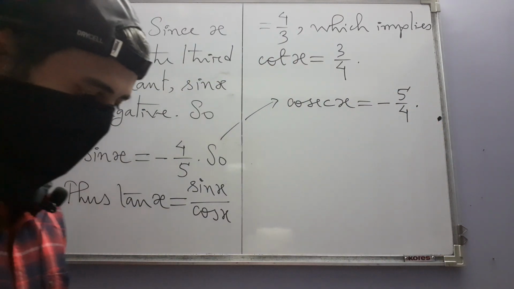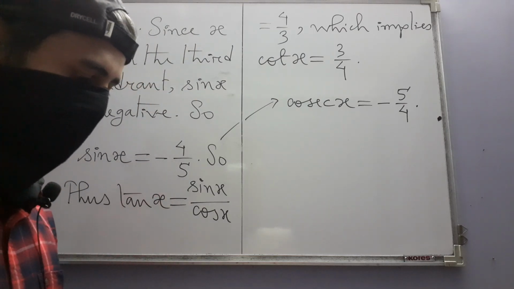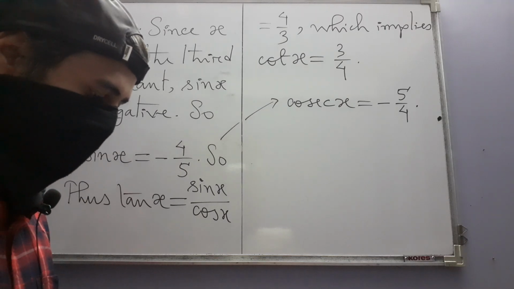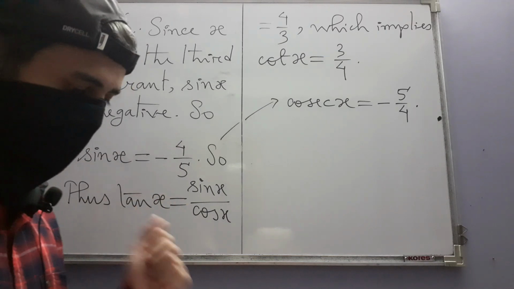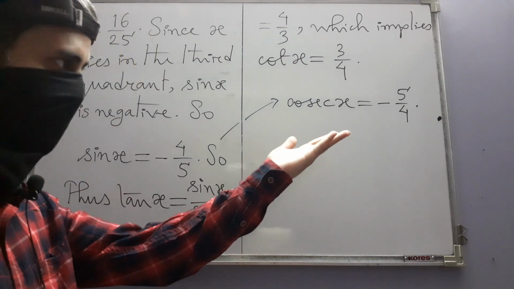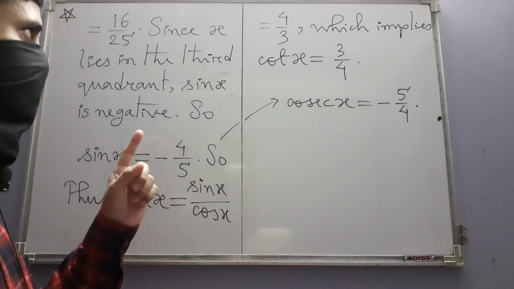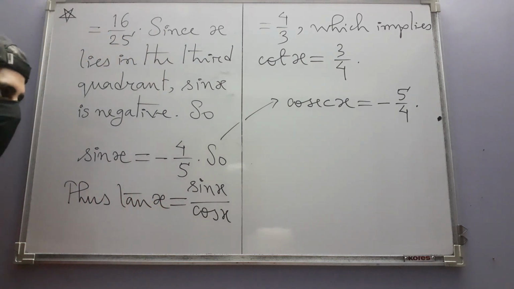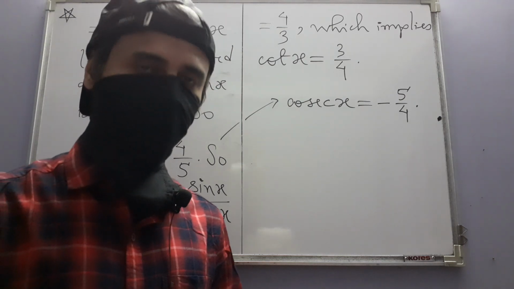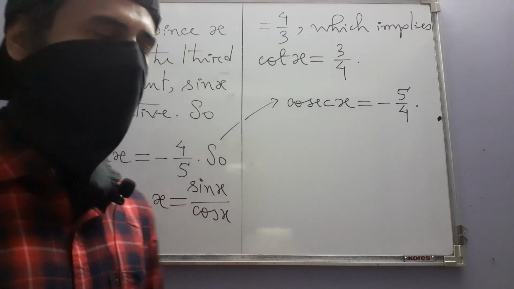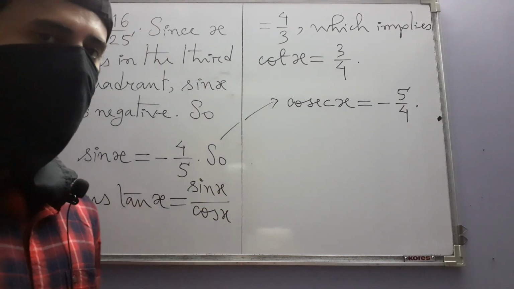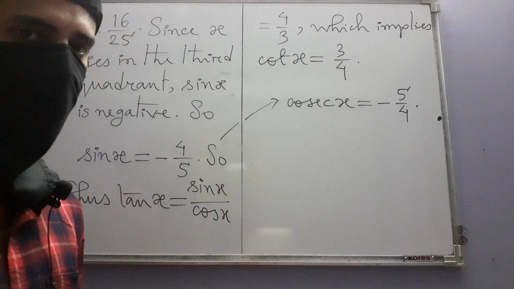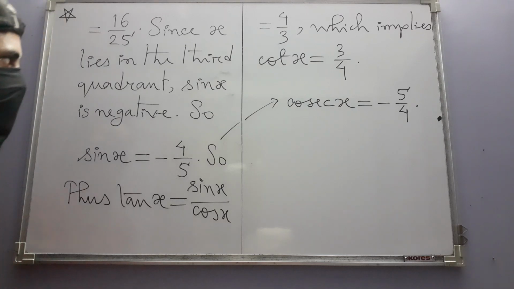Now let me check if I have made any mistakes. Cos x is minus 3 over 5, fine. So secant x is minus 5 over 3. Sin x is minus 4 over 5, okay. Cosecant x is minus 5 over 4. Tan x is 4 over 3 and cot x is 3 over 4. So like this, if we are given the value of any one of the functions, and if we are also given in which quadrant x lies, then we can find the values of the other trigonometric functions at that x.